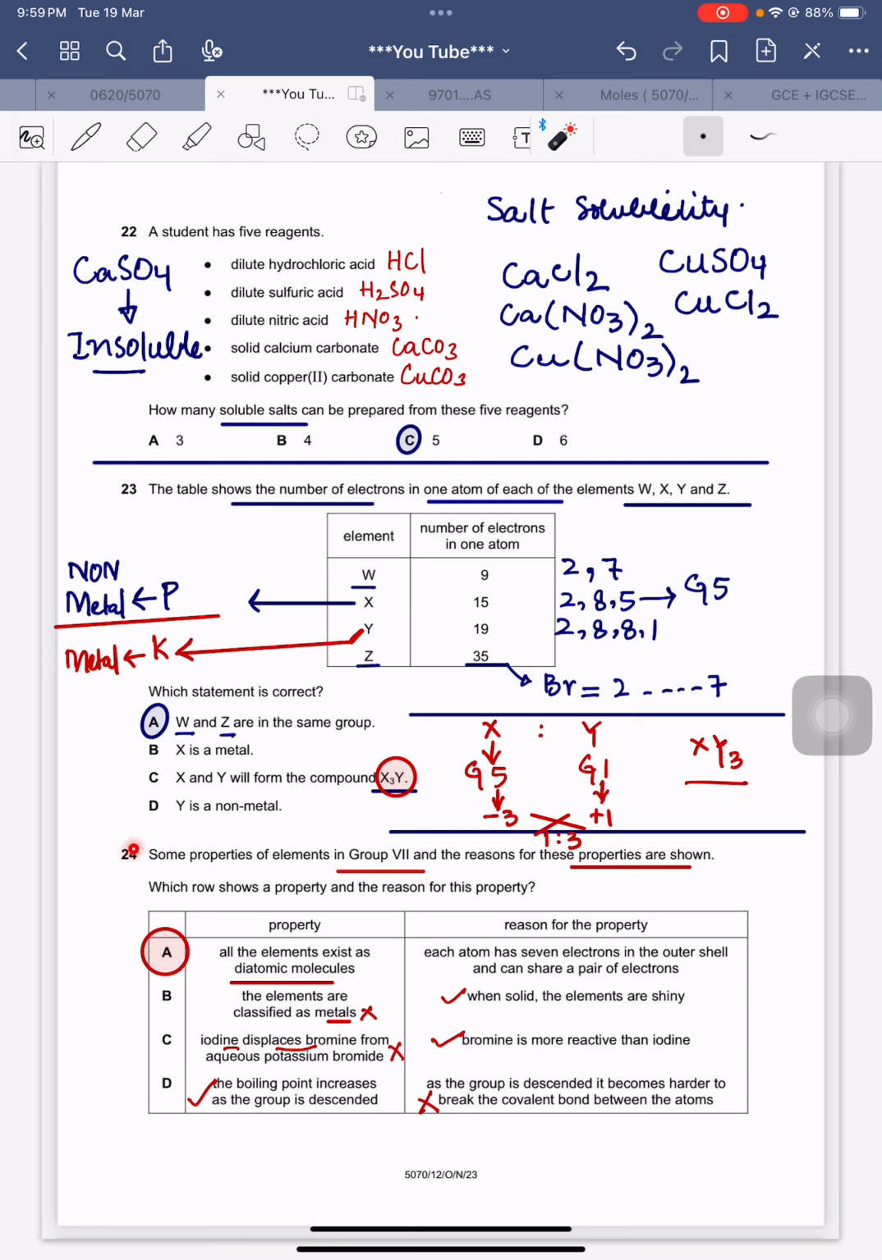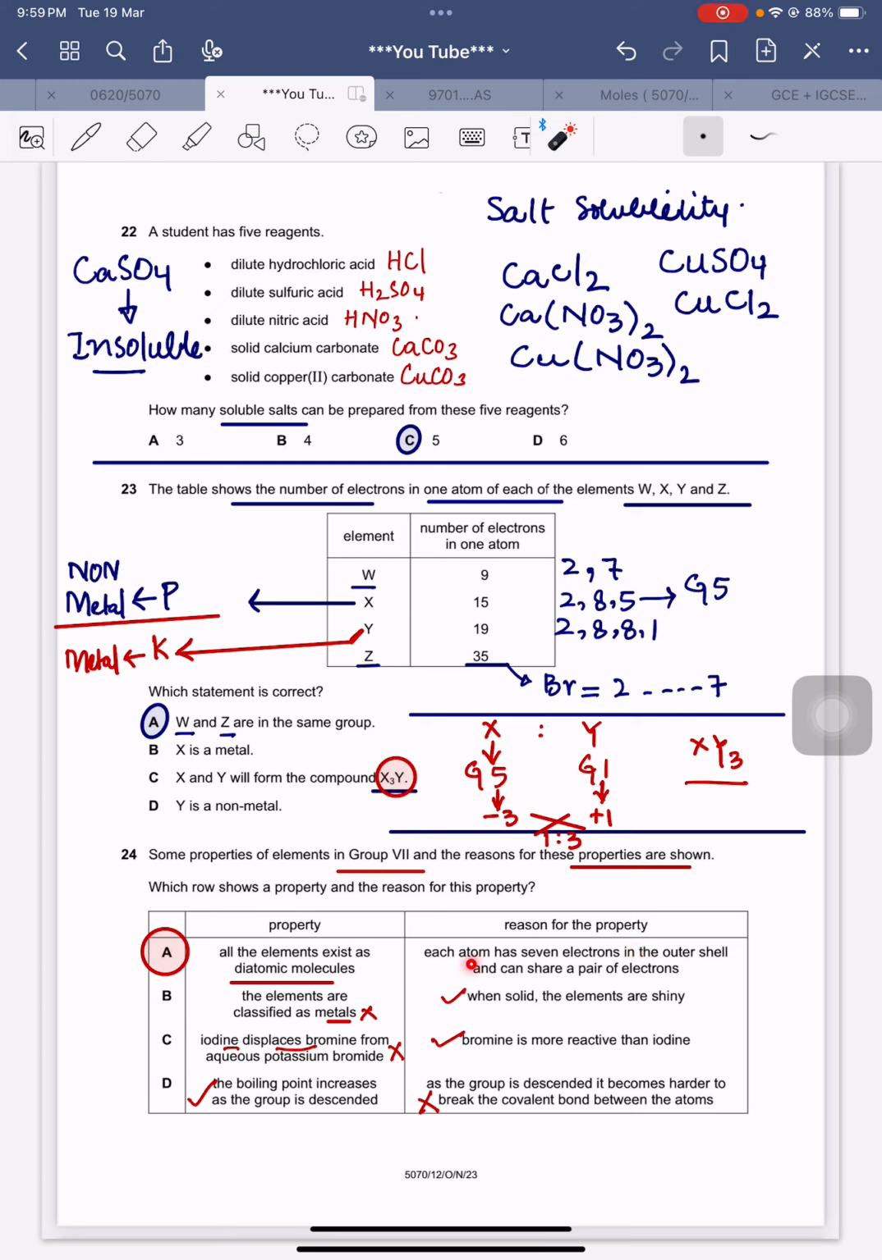Now I am on question number 24. Some properties of the elements in group number 7 and the reasons for their properties are shown. So property is there and the reason is there. Which row shows the property and the reason for this property? Okay, all the elements exist as diatomic molecules. Each element has 7 electrons in their outermost shell and can share a pair of electrons. Yes, this is the explanation about group number 7. If we look at fluorine, it is F2, chlorine Cl2, bromine Br2. They all have 7 electrons in their outermost shell and they are sharing one electron each, so overall there is one pair of electrons in the sharing region.